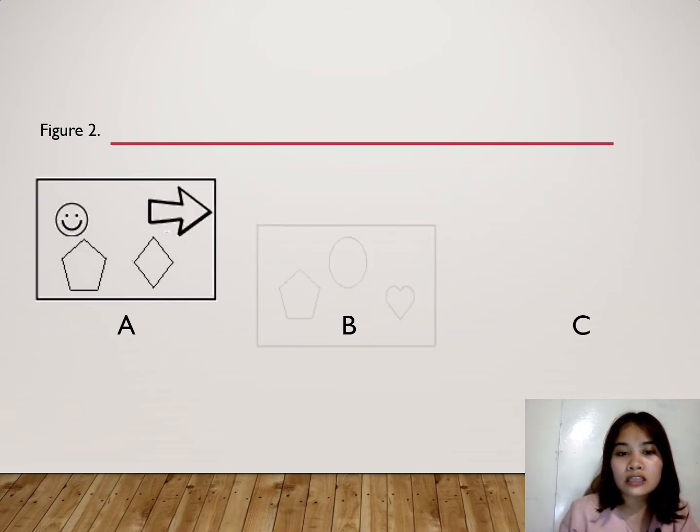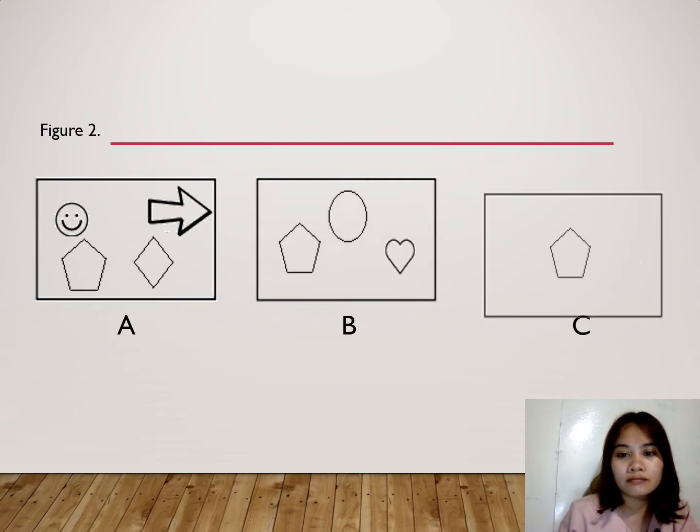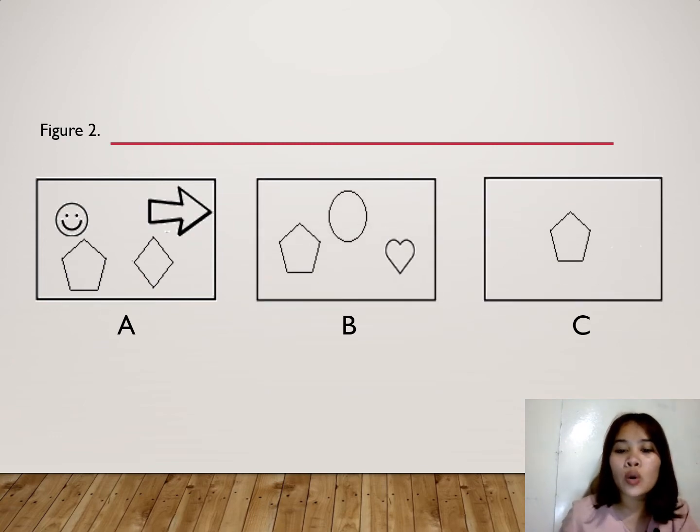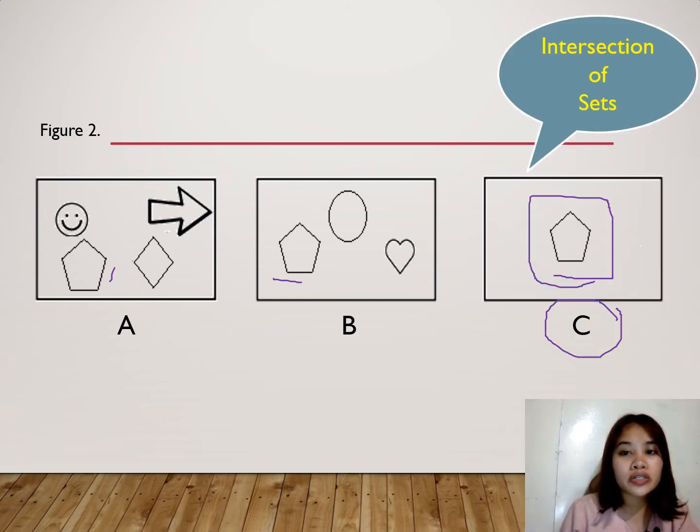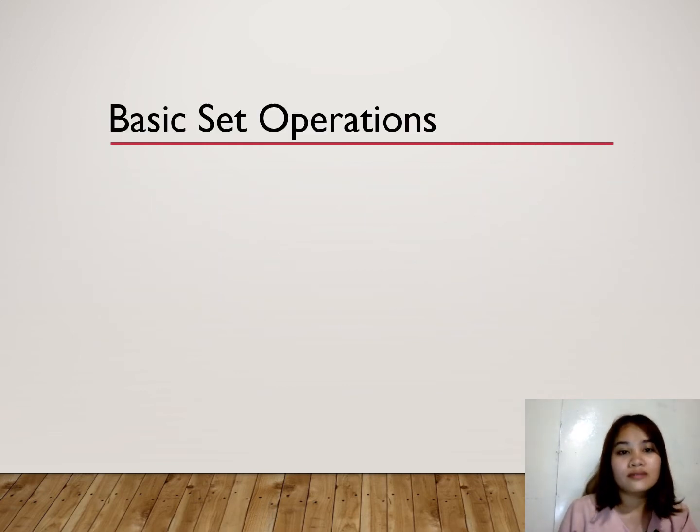So, how about this? Set A and set B and set C. What have you observed in our set C? We only have this symbol or this figure that is present in A and B. So this is called intersection of sets. You will know further later what the intersection of sets is.